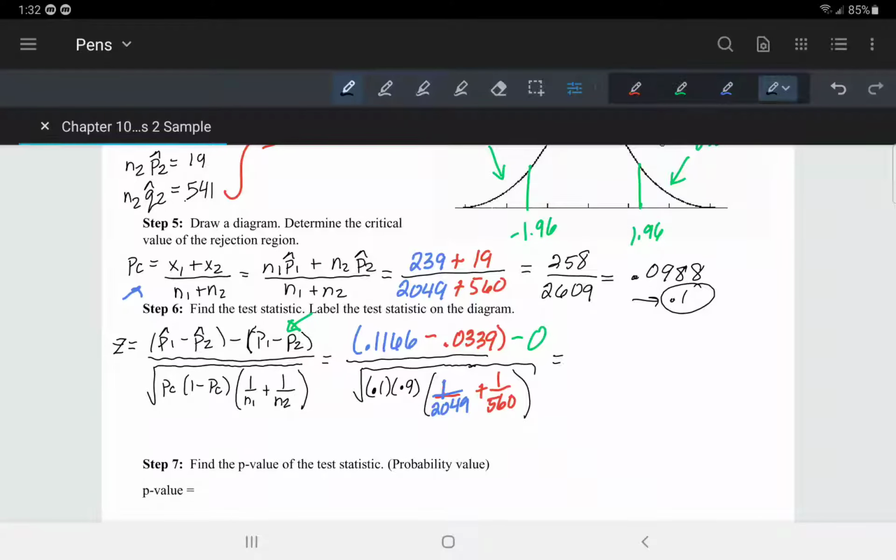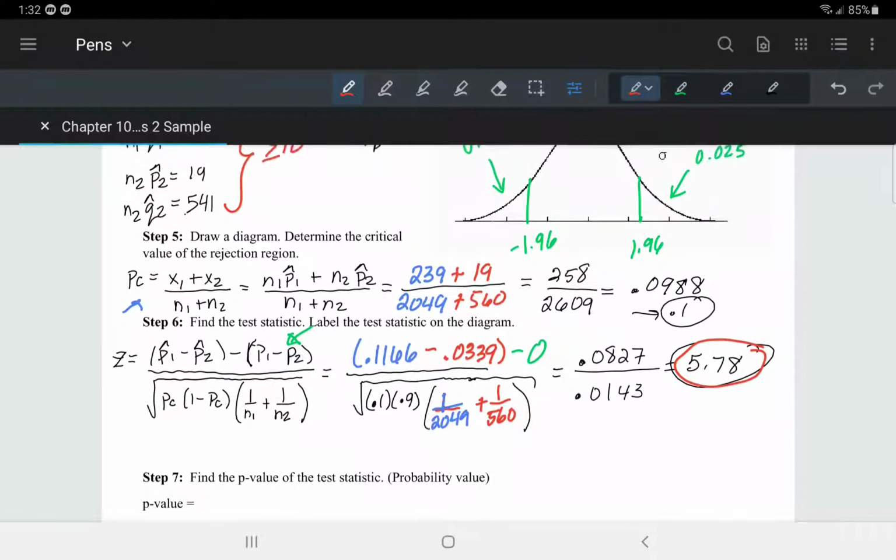Okay, so be careful how you put this in your calculator. On the numerator, we'll get 0.0827, and in the denominator, we should get 0.0143. And when we do this division, we should get a test statistic that is 5.78. This is a very big test statistic. And if we put that on the diagram, it is very clearly in the rejection region, 5.78.